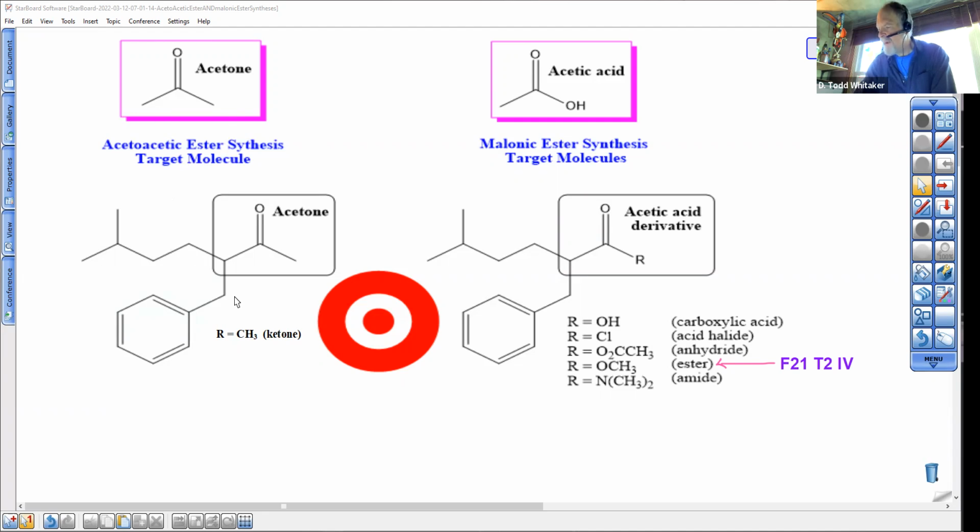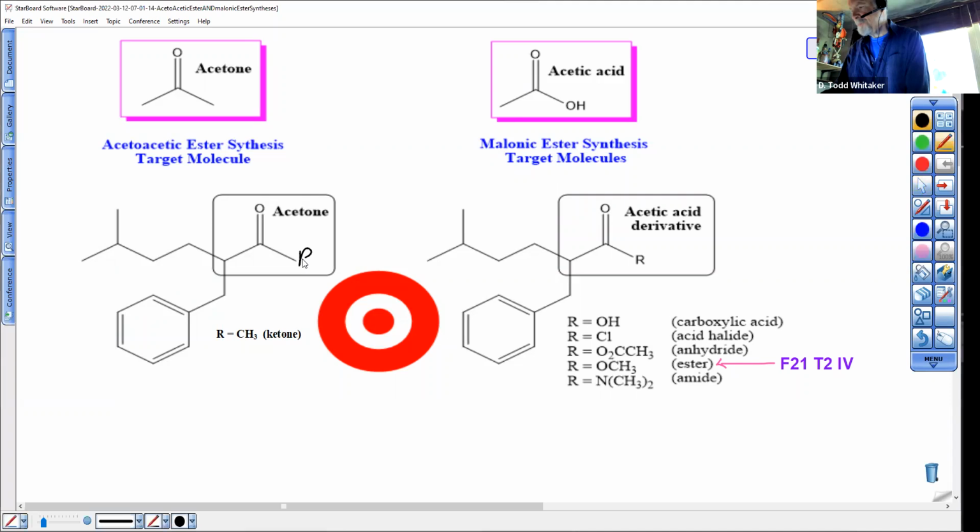R groups on there. So to make this a generic handout, I'll make this R, and that covers everything on this page now. If R is a methyl, that's a ketone, and it's part of an acetoacetic ester synthesis. If R is an OH, it's a carboxylic acid, specifically a disubstituted acetic acid, as we would have here if this was OH, with two new R groups.